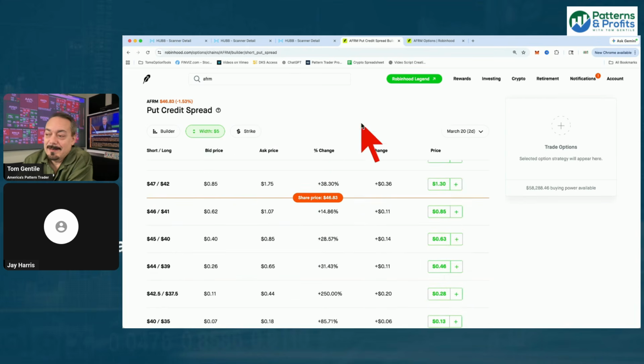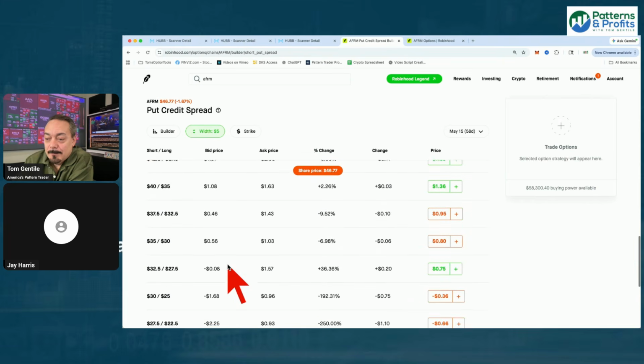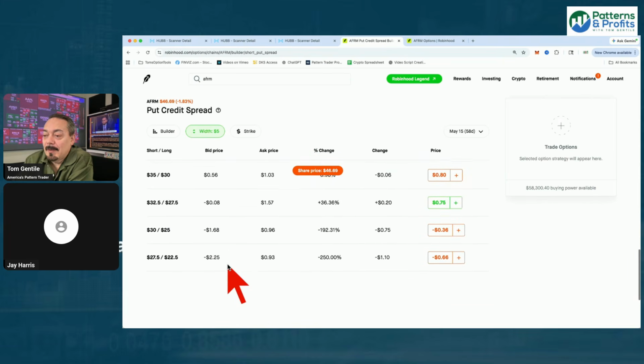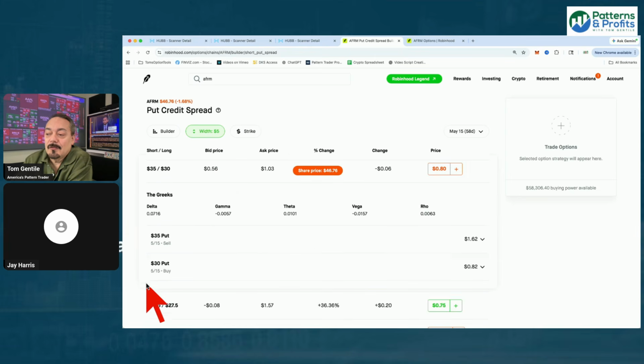Oh, wait, I'm not done yet. Let's go look at the actual trade that was questioned, the May 15th. That didn't look good at all. That was a terrible spread. So yeah, this is better. This is 80 cents, and 75 cents is probably what I would look to do this one for, but nothing less than that. So let's take a look at this one.